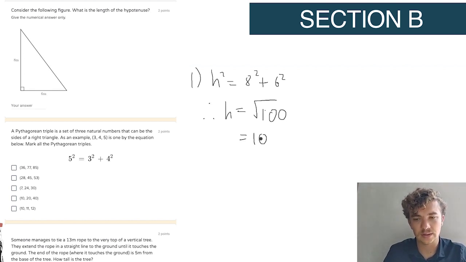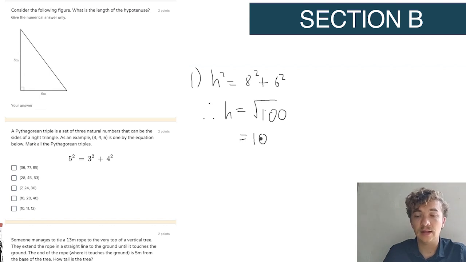The hypotenuse is equal to 10 meters. Okay, next question. A Pythagorean triple is a set of 3 natural numbers that can be the sides of a right triangle. As an example, 3, 4, 5 is one, by the equation below, because 5 squared is equal to 3 squared plus 4 squared. Mark all the Pythagorean triples. So what you should obviously notice is that the hypotenuse is always the longest side.